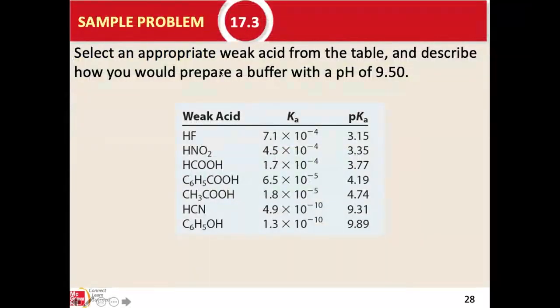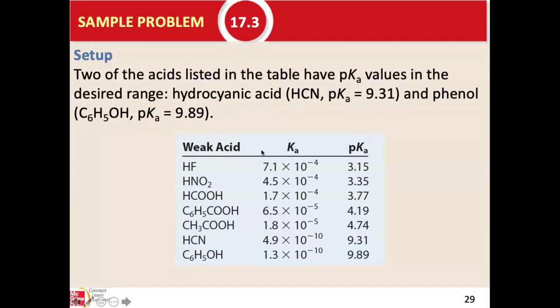So let's take a look at this one. They said select a weak acid and describe how you would prepare a buffer with a pH of 9.5. So you want a buffer solution to have a pH of 9.5. So which of those will you choose? You have to choose something which is closer: either HCN, you see HCN has a pKa of 9.31, or C6H5OH, 9.89. So you can use one of those. So do you see, two of the acids listed have pKa values in that desired range.